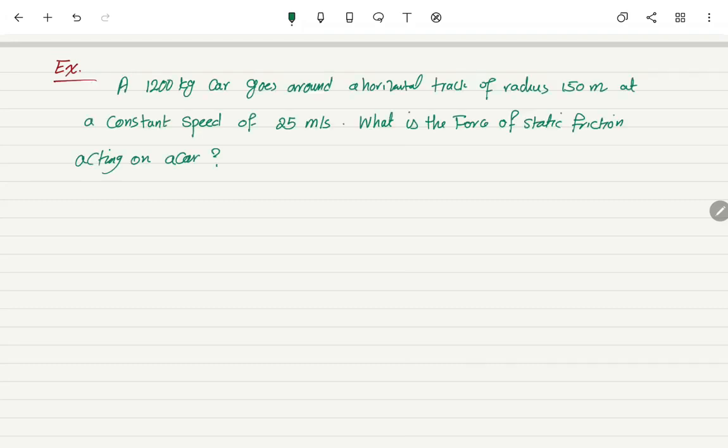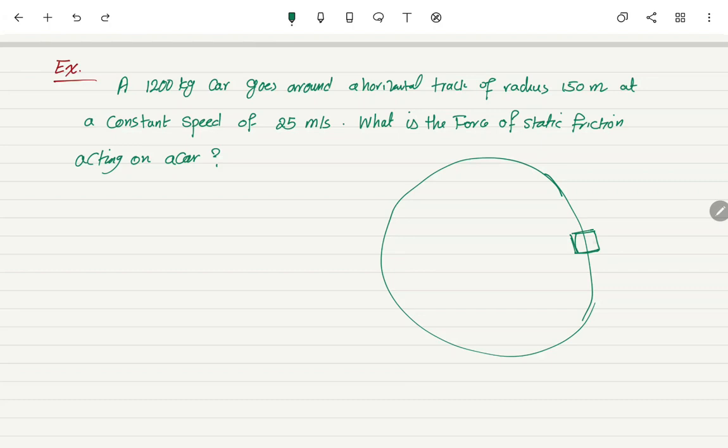Another example, a 1200 kilogram car goes around a horizontal track of radius 150 meters at a constant speed. So it's uniform circular motion at 25 meters per second. What is the force of static friction acting on the car? Now, let's just imagine the situation here. We have a circular path, as we can see here, and this is the car here.